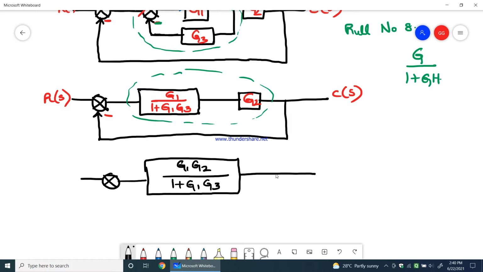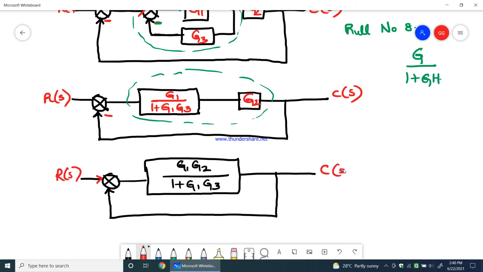And this is the diagram. So it is R of S and this is C of S. Now finally this is negative. Finally you see a single feedback loop. So for this we know that transfer function C of S by R of S would be equal to G divided by 1 plus GH again, because you have a negative here.